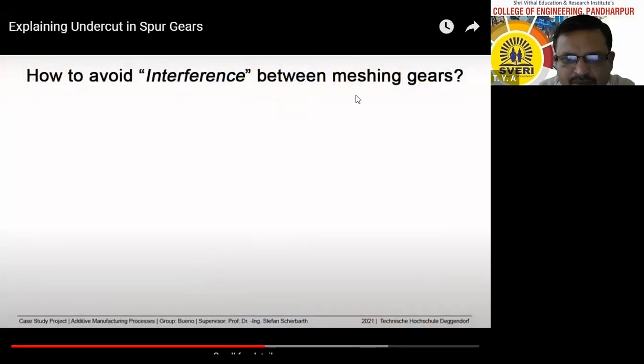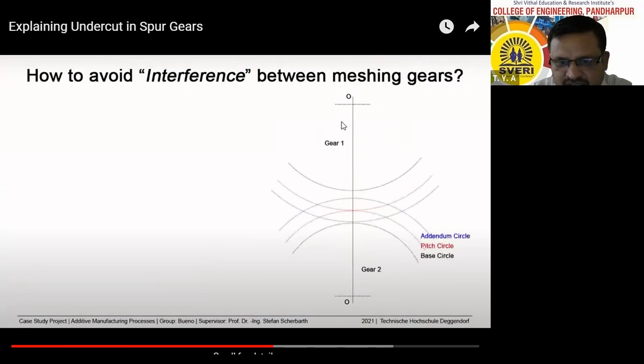Therefore, how to avoid interference between meshing gears? There are three methods. First is to increase the center distance. O1, O2. O1 is the center of gear 1, O2 is the center of gear 2. Therefore, we have to pull these two gears away from each other.